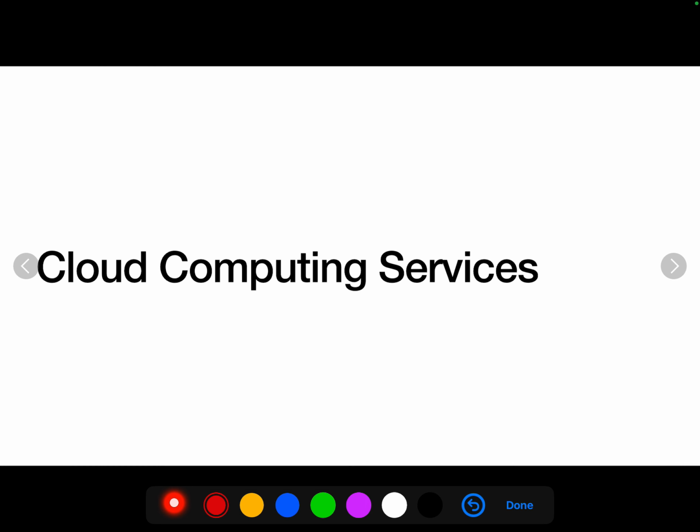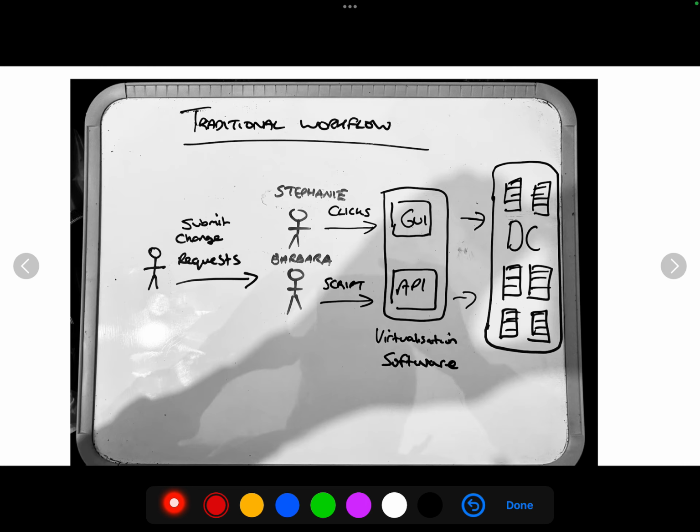So let's talk about cloud computing services, right? Remember how earlier I was saying cloud computing services need to have on-demand self-service. Well, this is what we're going to talk about now, because this was a traditional workflow for requesting, for example, a virtual machine. You have a person in an organization, let's call him James. Now, James is requesting a service. He wants a virtual machine set up.